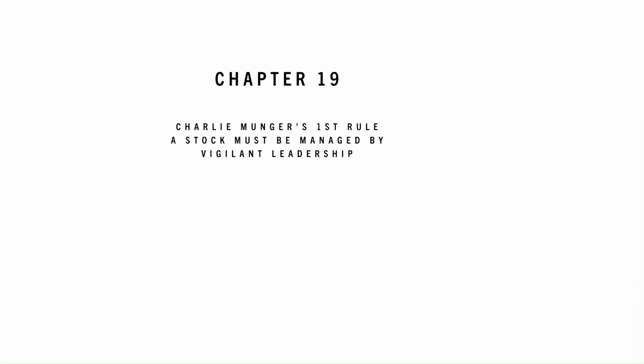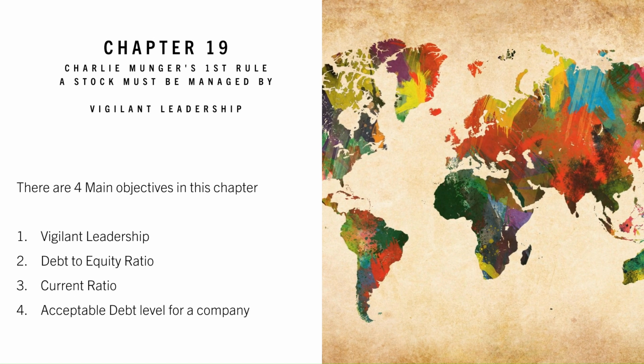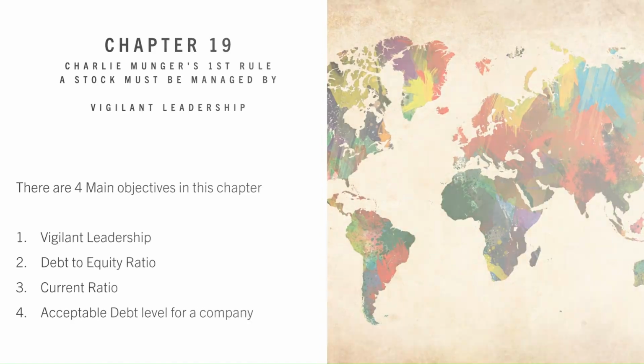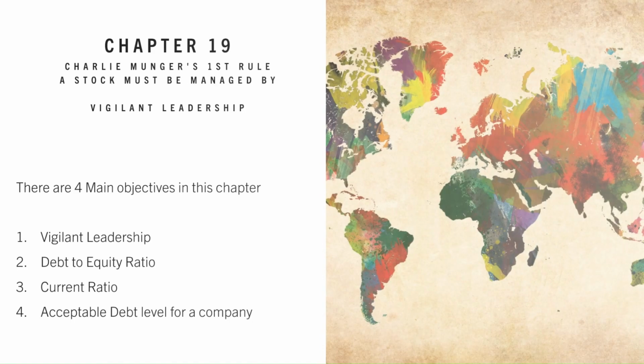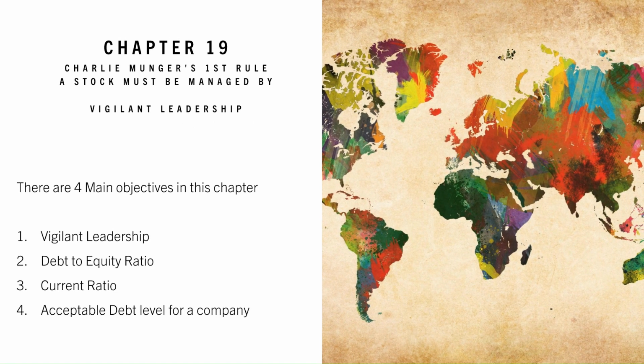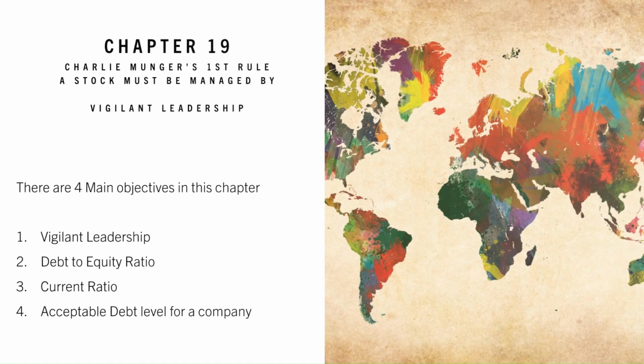Welcome to chapter 19, Charlie Munger's first rule, in which we are going to be discussing vigilant leadership and understanding the debt to equity ratio and the current ratio. In this chapter, we have 4 objectives. The first objective is to define vigilant leadership. The second objective is to understand the debt to equity ratio. The third objective is to understand the current ratio. And the fourth objective is to understand what levels of debt are acceptable.